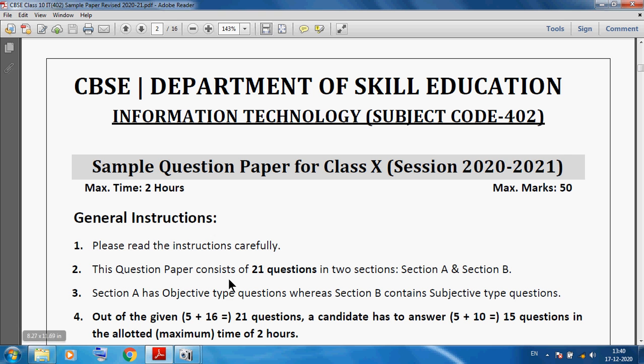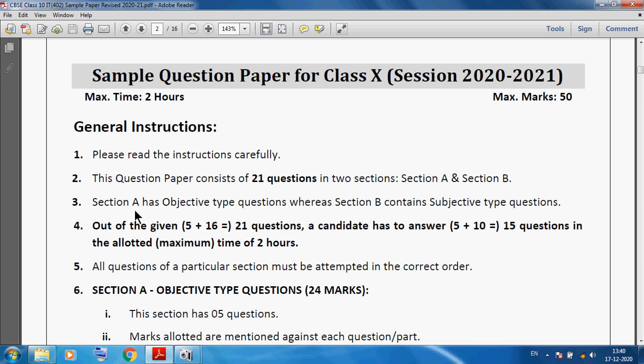This question paper consists of 21 questions, in section A and section B. Section A has objective type questions, whereas section B contains subjective type questions. Out of the given 5 plus 16, equal to 21 questions, a candidate has to answer only 15 questions in the total allotted time of 2 hours. So overall you have 21 questions, but you will answer only 15 questions in the maximum time of 2 hours.